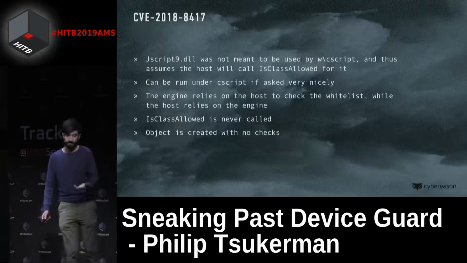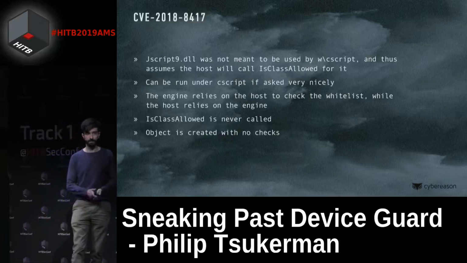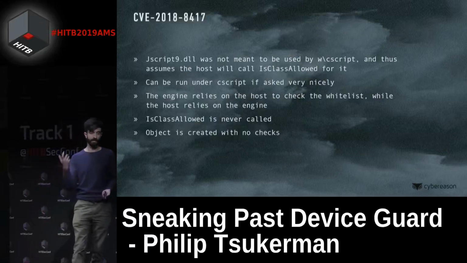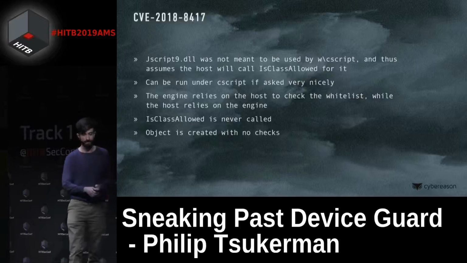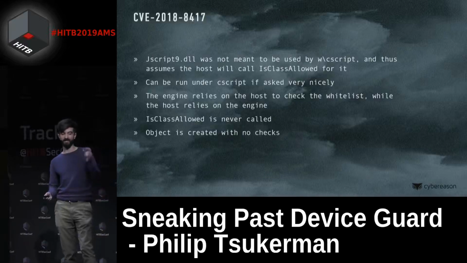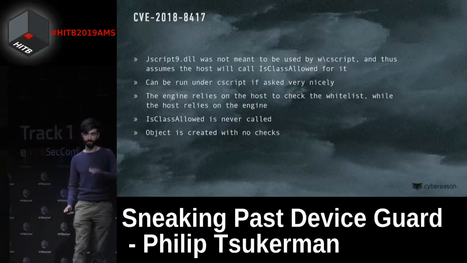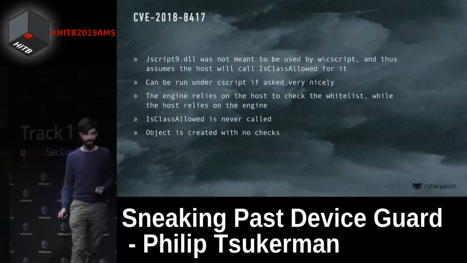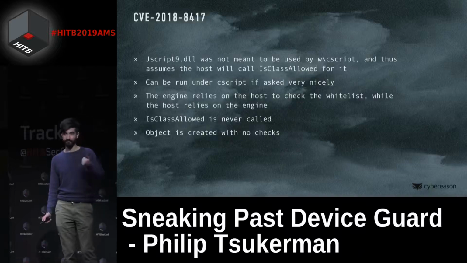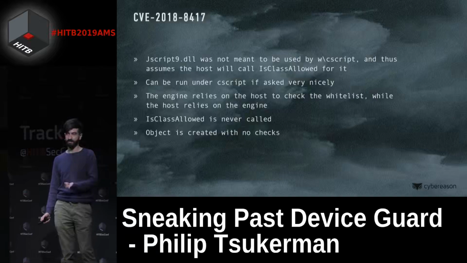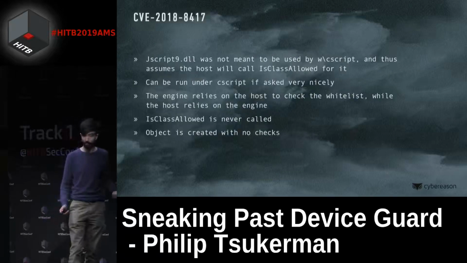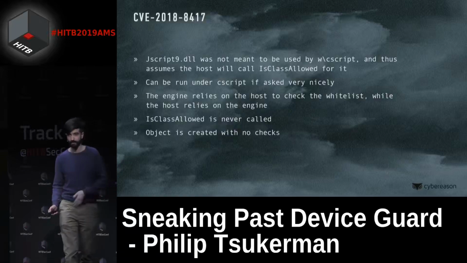As I've said before, it's possible to use any single scripting engine under every single scripting host if they're compliant with ActiveScript. So we could actually run JScript 9 under CScript. And when we do that, we have a scripting engine that relies on the host to do the security checks, and a scripting host that relies on the engine to run their security checks. So nobody runs the security checks, and you could create whatever.